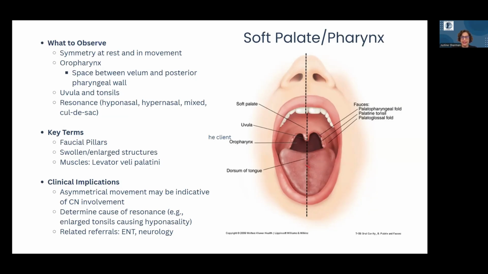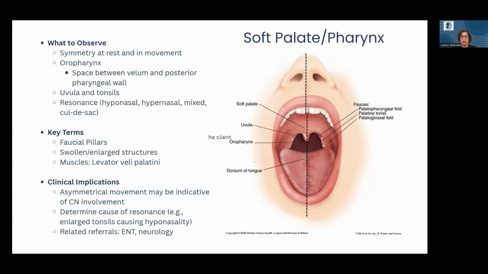So at rest, I'm noting the resting height and position of the velum. I'm looking at symmetry. Is one side drooping or are there side-to-side differences? I'm looking for abnormal tissue, scarring, surgical changes. And why that matters clinically, because that resting soft palate position affects our nasal airflow and our resonance. So a low or asymmetrical resting posture may indicate cranial nerve involvement, muscular weakness, or compensatory postural adaptations.